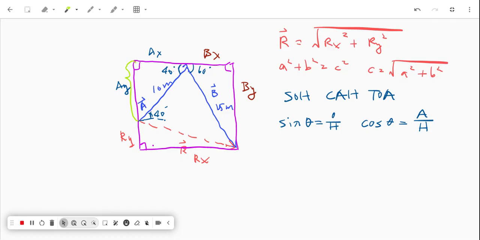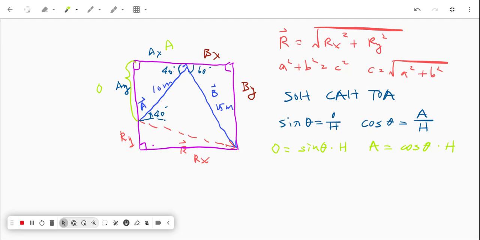Adjacent is the side that connects to the angle. So you see that AX is actually the line touching the 40, right? So AX is our adjacent. The AY is our opposite. Okay? Based on SOHCAHTOA, we know the opposite equals sine theta times hypotenuse, and the adjacent equals cosine theta times hypotenuse.